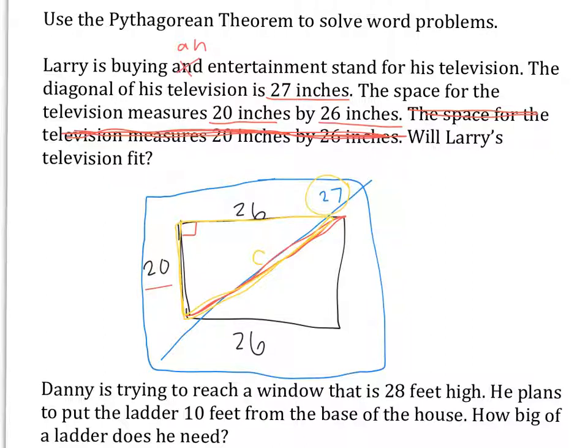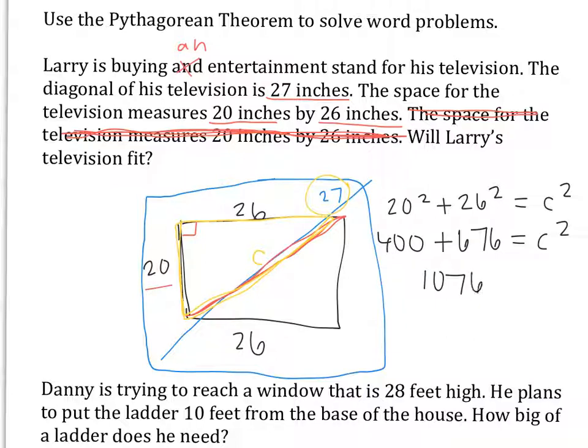So A squared is 20 squared plus 26 squared equals C squared. And 20 squared is 400, and 26 squared is 676, and that equals C squared. And 400 plus 676 is 1076 equals C squared. Then to undo something being squared, we take the square root. And the square root of 1076 is 32.8.